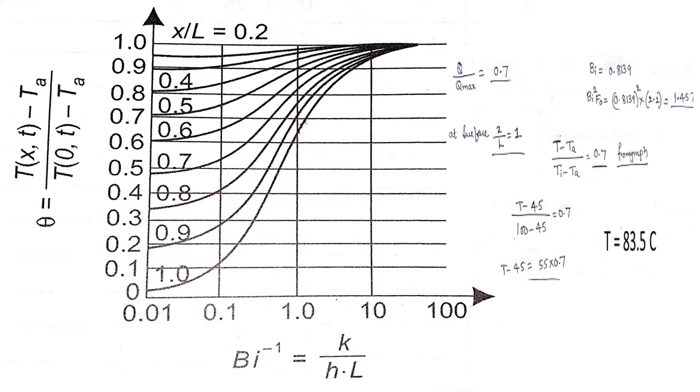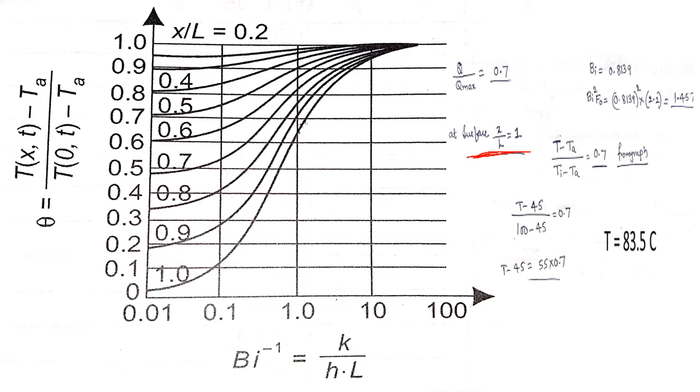The same explanation I have continued here. If we want to calculate the surface temperature, then x divided by L will be equal to 1 for the surface. This is standard. These are the graphs you can see here: x divided by L is 0.2, this is 0.4, 0.5, 0.6, like this way. These indicate the graphs of x divided by L. So to calculate the temperature at the surface, x divided by L equals 1, and this value will be fixed.